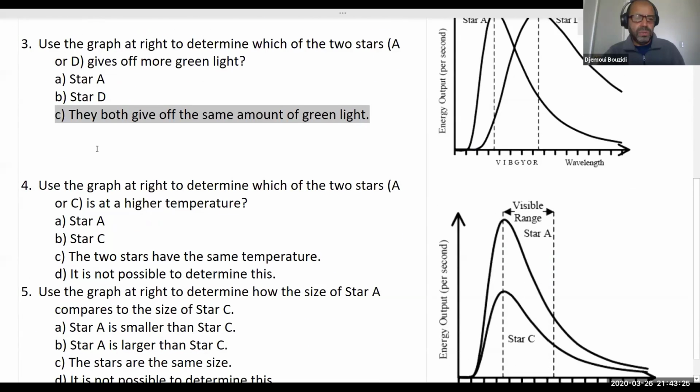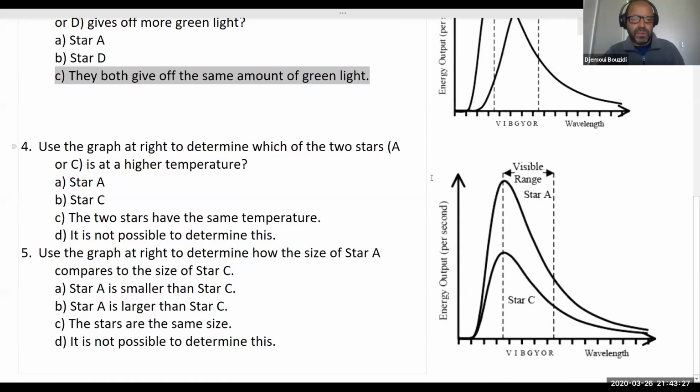Now, use the graph on the right to determine which of the two stars, A or C, is at a higher temperature. We saw earlier that the higher the peak, the higher the temperature. But star A or star C, or both of them, have the same temperature. They both peak at the same lambda. You guys see that? They have the same peak. Therefore, they must have the same temperature.